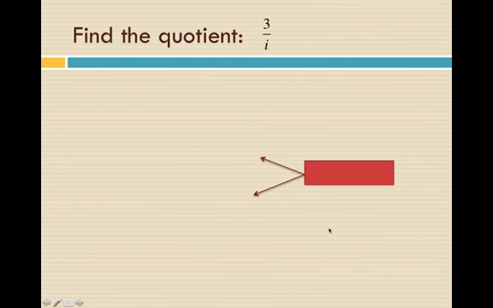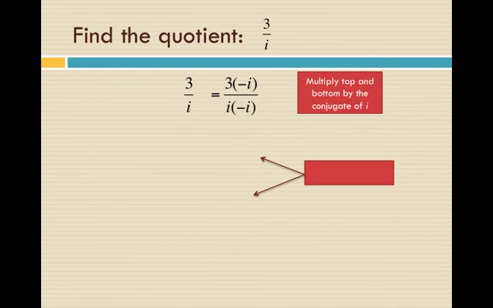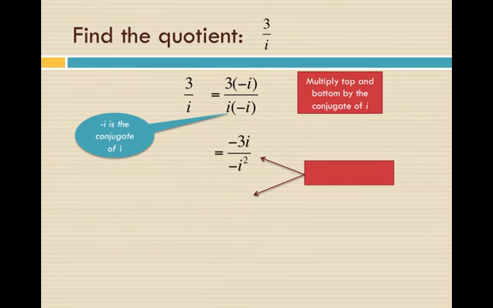All right, let's do one more. This one usually throws students for a loop because it's just 3 over i. What could possibly be the conjugate of just an i? Well, let's go back to the definition. Remember, it's the opposite sign of the imaginary part. So if our denominator is positive i, what do you think our complex conjugate's going to be? Exactly, negative i. So I'm multiplying the top and the bottom by negative i. In the numerator, I end up with negative 3i, and then in the denominator, I get negative i squared.